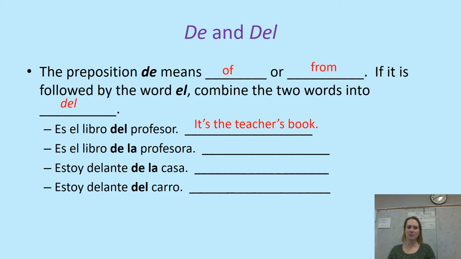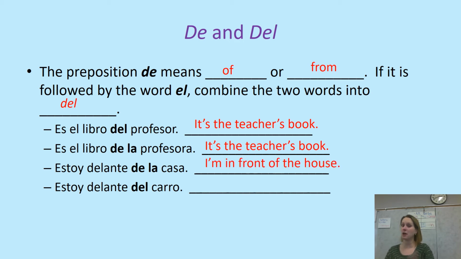The second example, es el libro de la profesora. Same sentence, but this time the teacher is a woman, and instead of saying del, I can say de la. Okay. Estoy delante de la casa. Okay, these last two examples deal with location. Delante de, cerca de, lejos de, some of those phrases we've been working on in the chapter. Estoy delante de la casa, I'm in front of the house. Okay. Pretty word-for-word sentence. De and la are next to each other, so I don't have to do anything special with that.